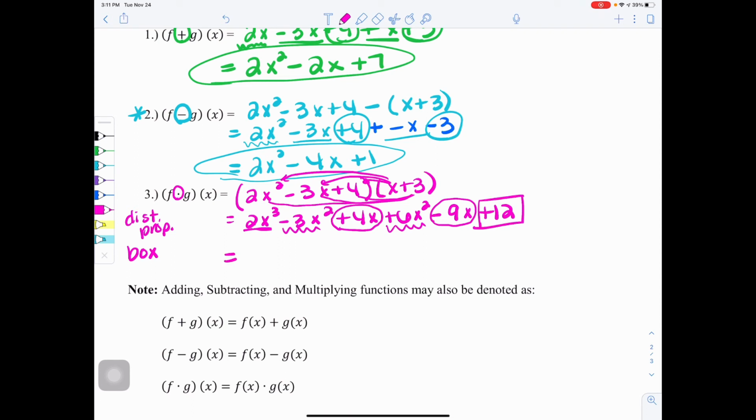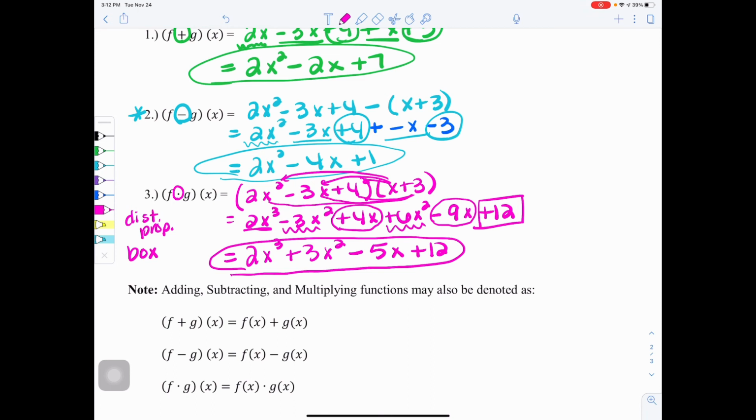So when I simplify this, I get 2x cubed. When I combine my x squareds, I get plus 3x squared. 4x and negative 9x would make negative 5x. And then I have my plus 12.